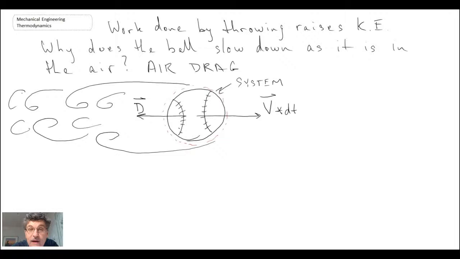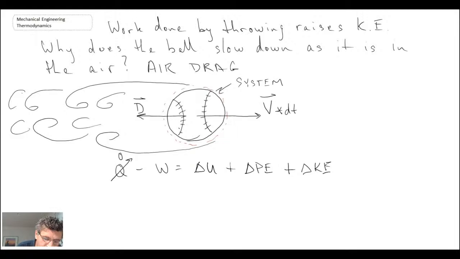We actually have skin friction as well as form drag. Those are the two forms of drag that add together and slow the ball down. So let's go back and look at the first law again. Now we said heat transfer to the ball was 0. We said there is no change in internal energy, and we're assuming there is no change in potential energy. So what we were left with was minus W.